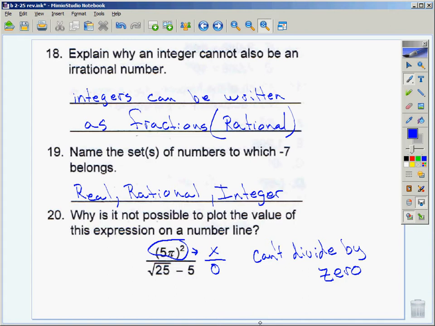Questions on 18 through 20? Yep. It's not irrational, though. You simply can't do it. I can plot an irrational number on a number line. Approximate. I know what it's between, so I can roughly put it on a number line. I can't plot imaginary numbers, but I can't plot numbers that don't exist. And dividing by 0 just isn't possible.